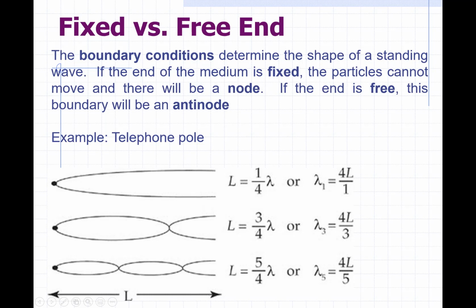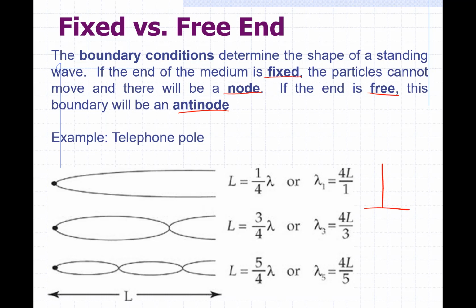Both ends of our guitar string were fixed, which means that we had to have nodes on both ends. Well, if one end was free, then that would mean we would get an antinode at that end. So a fixed end of your medium creates a node, and a free end always creates an antinode. Sometimes we might have one end fixed and one end free.